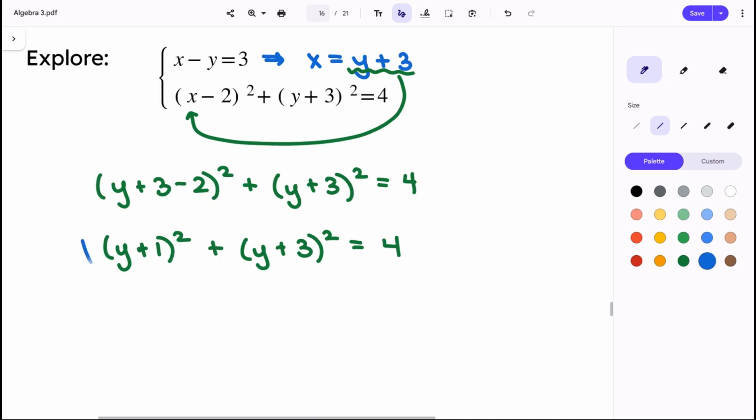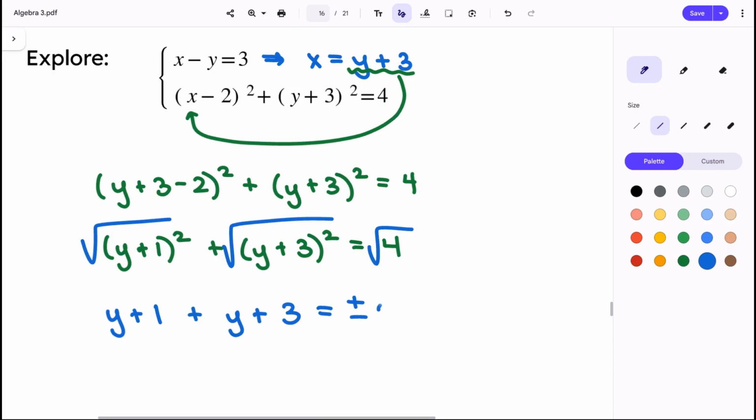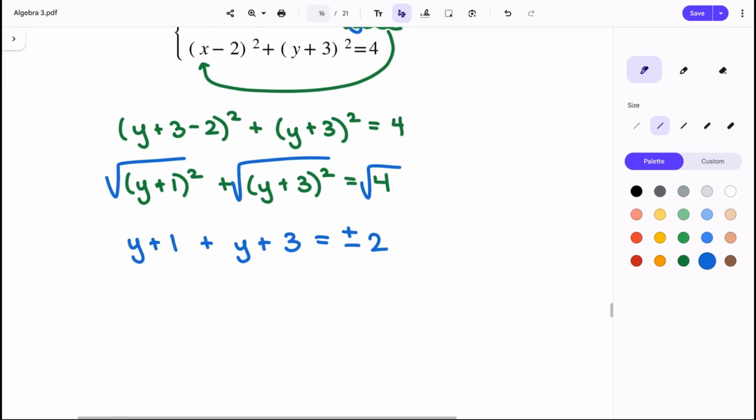So if we square root everything, and the only reason why I would maybe do it this way is because that 4 is a perfect square. If it was like a number like 5, I would maybe go about it the other way where I'm multiplying it all out. So this would say y plus 1 plus y plus 3 equals positive and negative 2. So I still have to think about there's 2 solutions that I'm going to get here. If I were to split this off into 2 separate equations and combine my terms, y plus y would be a 2y and then plus 4. We're going to set that equal to a positive 2 and we're going to set it equal to a negative 2.